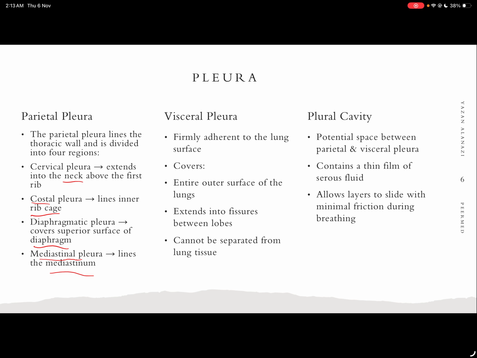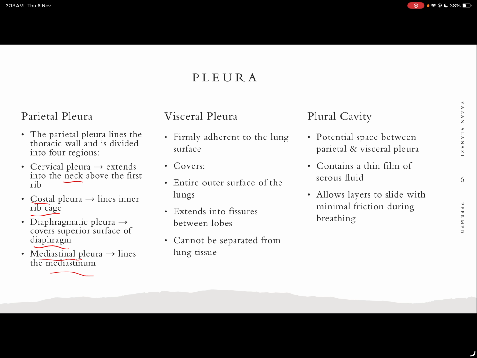The parietal one is the outside one, the outer one, while the visceral one is the inside one, because the visceral pleura is firmly adherent to the lung surface. It covers the entire outer surface of the lung, extends into the fissures between the lobes that we just discussed, and cannot be separated from the lung tissue.